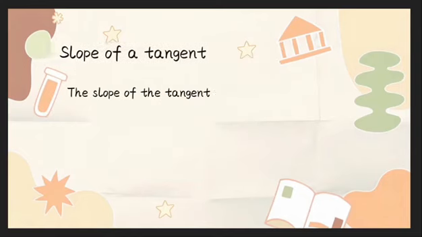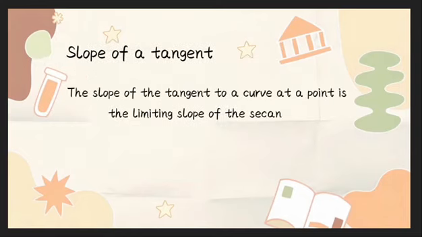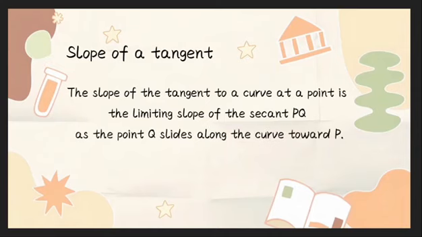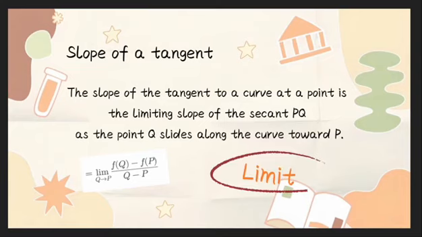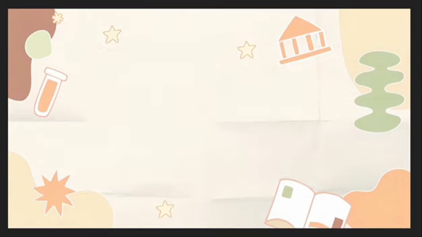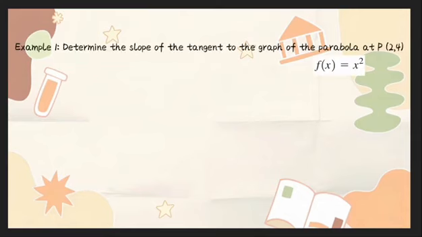The slope of the tangent to a curve at a point is the limiting slope of the secant PQ as the point Q slides along the curve toward P. In other words, the slope of the tangent is said to be the limit of the slope of the secant as Q approaches P along the curve. Now let us see one example.